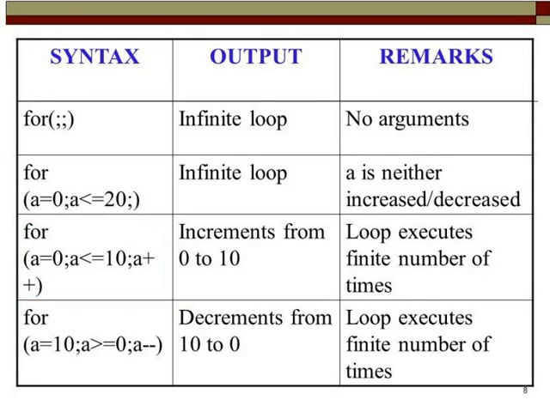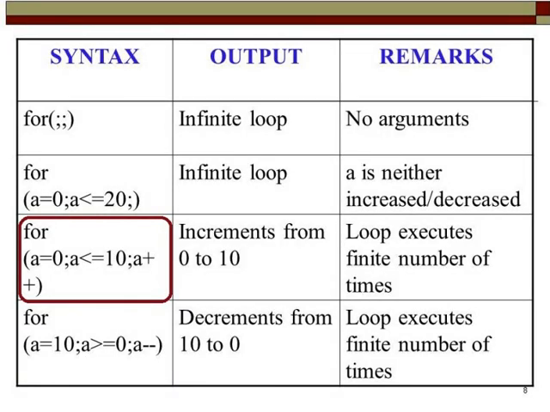If you see the third case, you have the loop variable a equal to 0, you have the condition a less than or equal to 10, and you have the updation a plus plus. So, here each time the loop is executed, the value of a increments by 1. The first time it is 0, second it is 1, third it is 2.